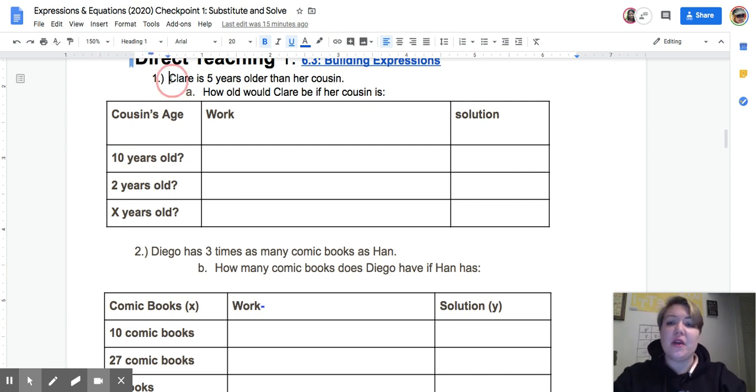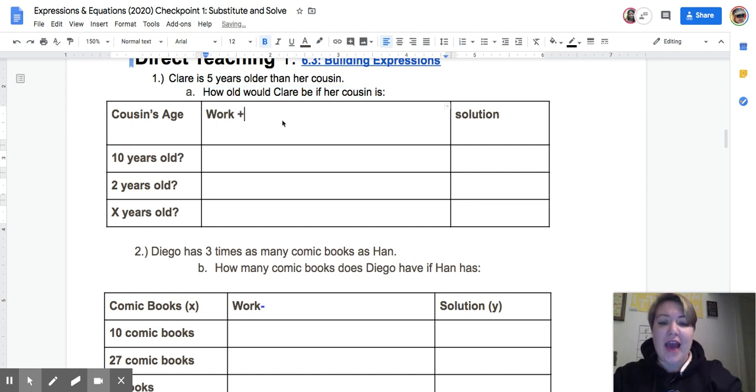So let's start with Claire. Claire is 5 years older than her cousin. How old would Claire be if her cousin is 10? Okay, so each time we're going to be adding 5 to whatever her cousin is. So if her cousin is 10 years old, she is 5 years older than that. So 10 plus 5 is 15. So Claire is 15. If her cousin is 2, we're going to add 2 to that 5, giving us 7.